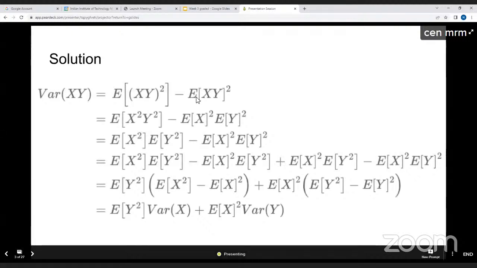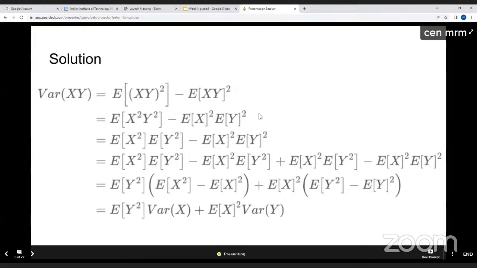And the expected value of xy whole square, the second term. If the two random variables x and y are independent, we write the expected value of x times y as the expected value of x times the expected value of y. Now you have to square this term, so it will become the expected value of x whole square times the expected value of y whole square, right?